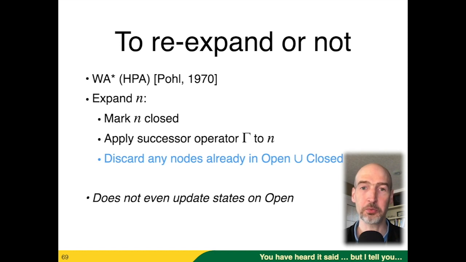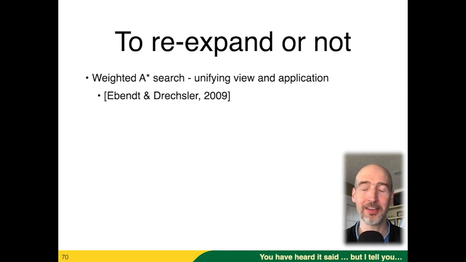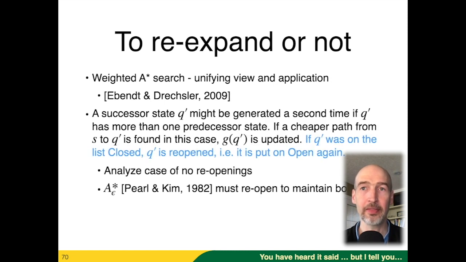But as I said, they didn't prove anything about the properties of that algorithm, so that's why we see this discrepancy, or why they didn't necessarily need to update states on open, just update their cost. There's a journal paper from 2009 that tries to unify a number of features about weighted A star and some of the proofs that have been done with it. And in this algorithm, they say that we are going to reopen states from the closed list, put them back on open again.